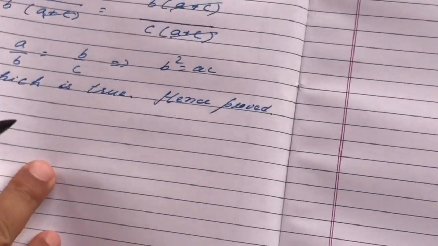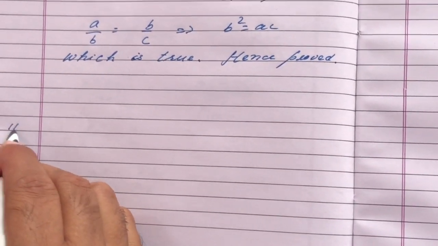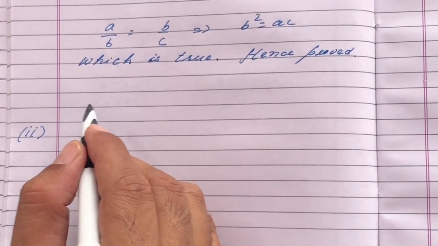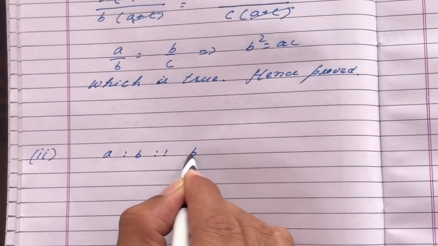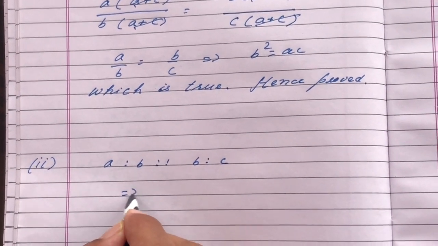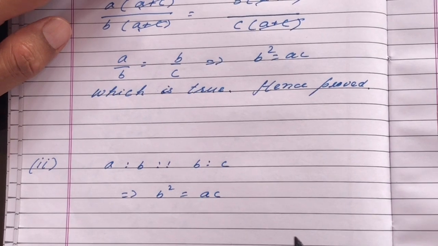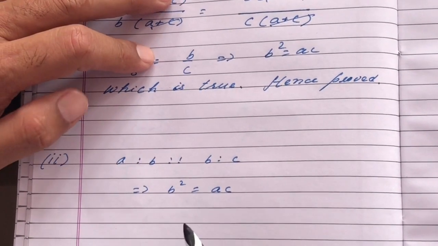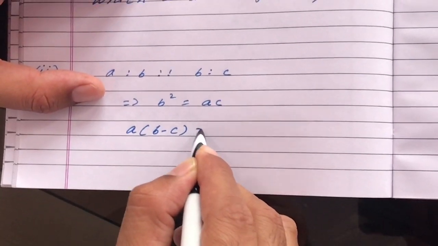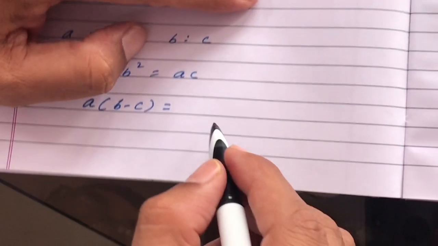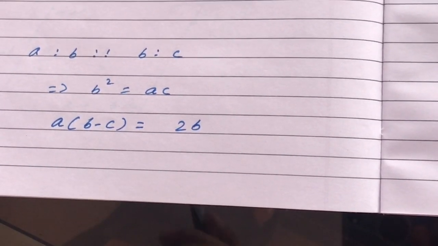Then question number 7, part 2. A, B, C are in continued proportion. A ratio B is same as B ratio C. It implies that B square is equal to AC. Then it is also given A into B minus C is 2B.